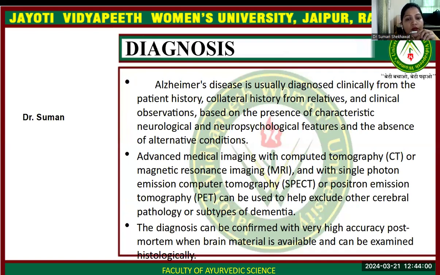Diagnosis of the disease: Alzheimer's disease is usually diagnosed clinically from the patient's history, collateral history from relatives, and clinical observation, based on the presence of characteristic neurological and neuropsychological features and the absence of alternative conditions. Advanced medical imaging with computed tomography, CT, or magnetic resonance imaging, MRI, and with single photon emission computed tomography or positron emission tomography can be used to help exclude other cerebral pathology or subtypes of dementia. The diagnosis can be confirmed with very high accuracy postmortem when brain material is available and can be examined histologically.